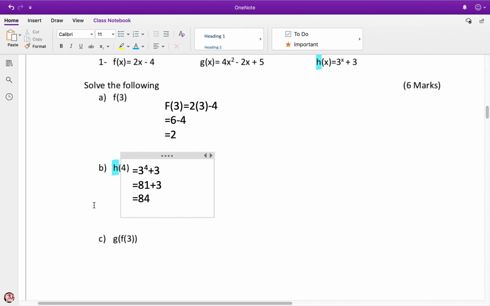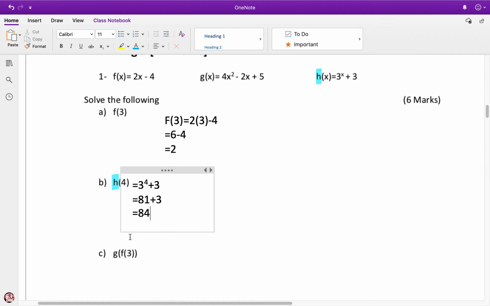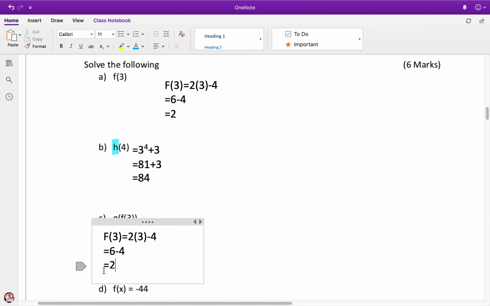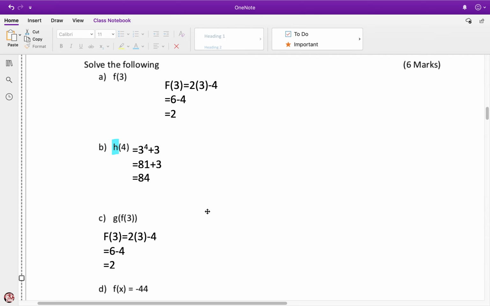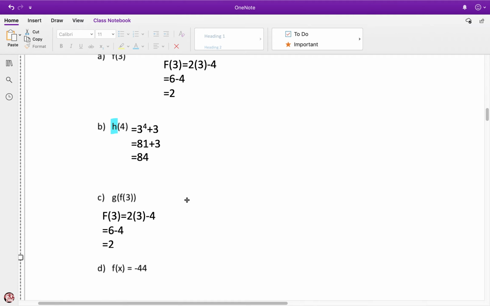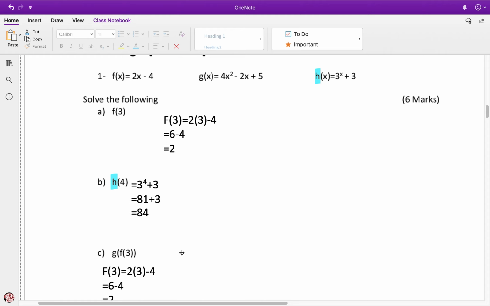Now this one here says g of f of 3. That means we're going to do f of 3 first, and whatever we get from that, that's what we're going to use within the g. Luckily we already did f of 3 up here, so I copy and paste this down to here. So now we know it's 2. So we're going to use the g function with our new number.